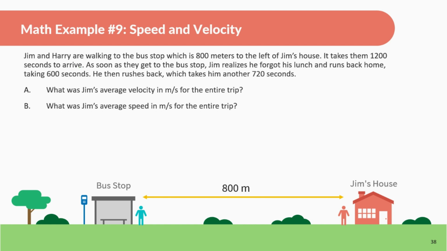Jim and Harry are walking to the bus stop, which is 800 meters to the left of Jim's house. It takes them 1,200 seconds to arrive. As soon as they get to the bus stop, Jim realizes he forgot his lunch and runs back home, taking 600 seconds. He then rushes back, which takes him another 720 seconds.